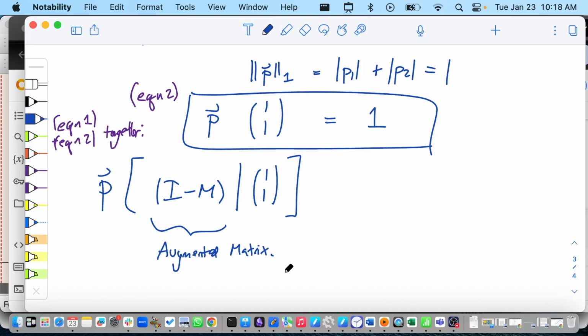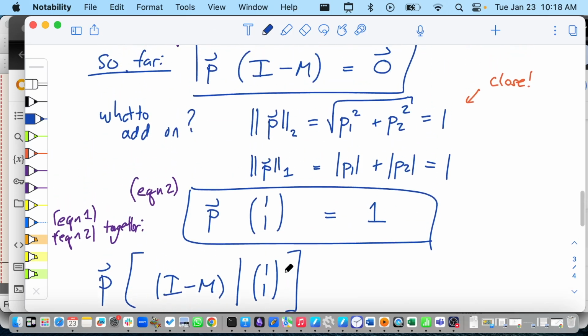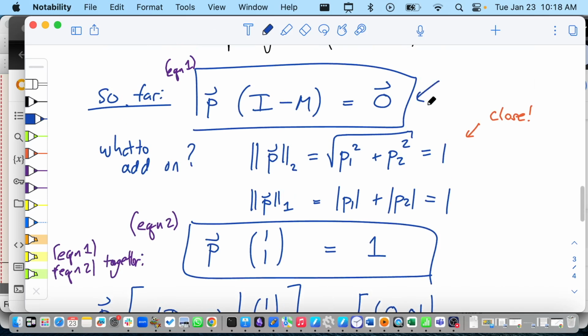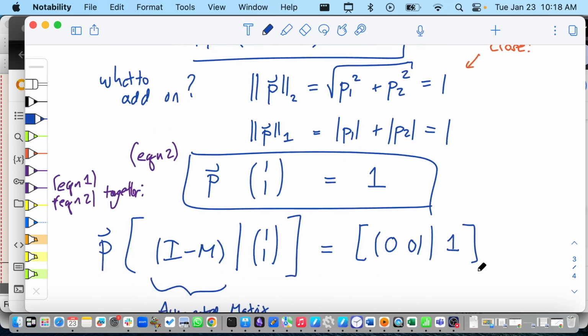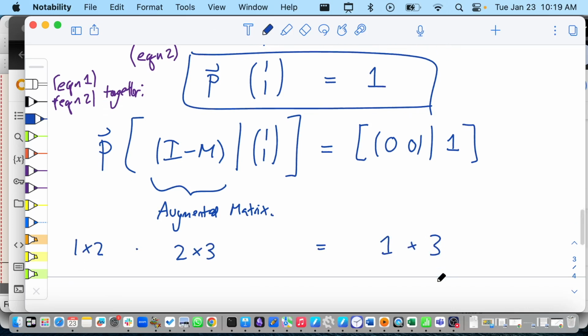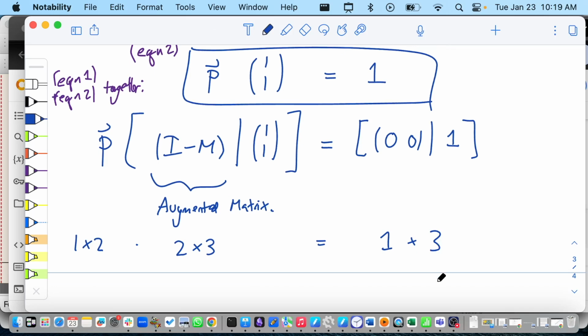And this thing is encoding both equation 1, which has the I minus M part, and equation 2 at the same time. Actually, it's only the left-hand side so far. I can put in the right-hand side. The right-hand side is going to be 0, 0. That's the 0 vector over here from equation 1, and I'm going to put in a 1 over here. That's the equation over there. And if you think about it, it makes perfect sense. We have a 1 by 2 matrix times a 2 by 3 matrix. It has 3 columns, and that's equal to a 1 by 3 vector. So it's obeying the laws of matrix multiplication, and by making it 3 big, we have augmented it.